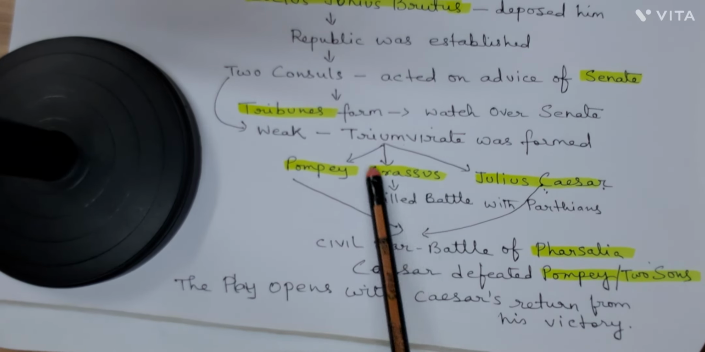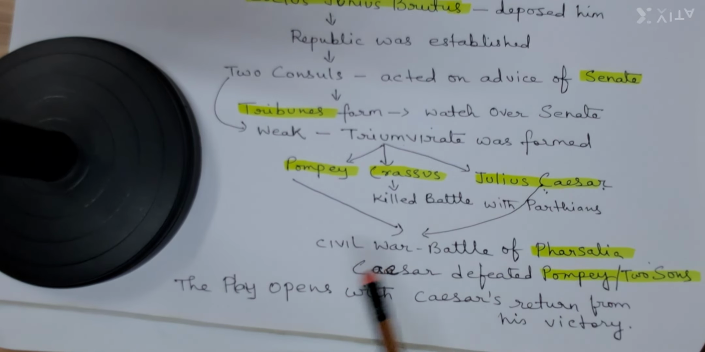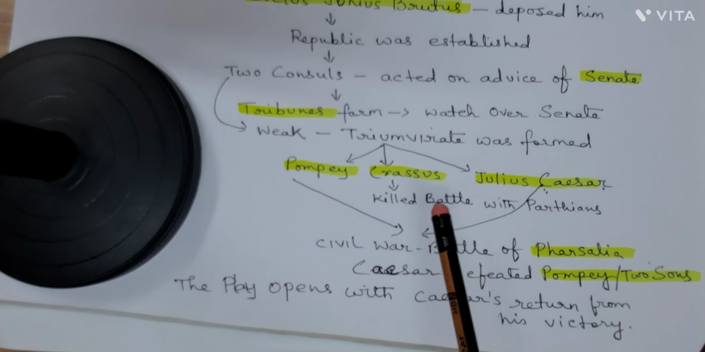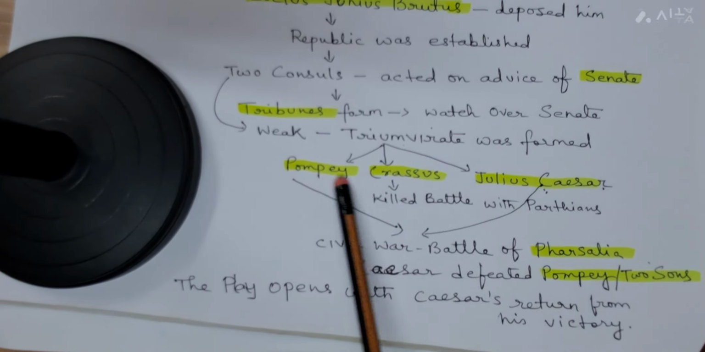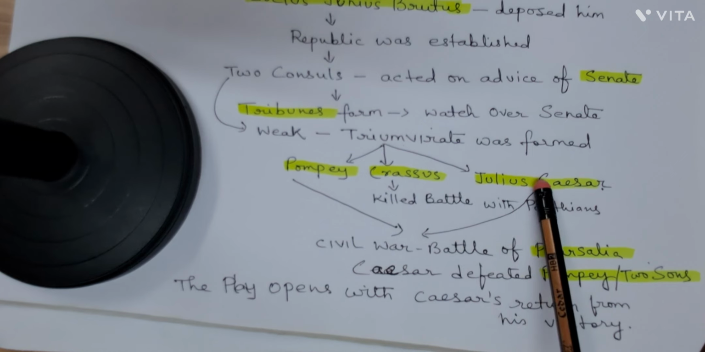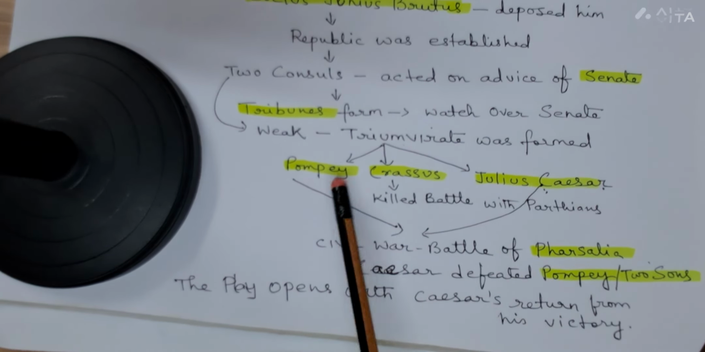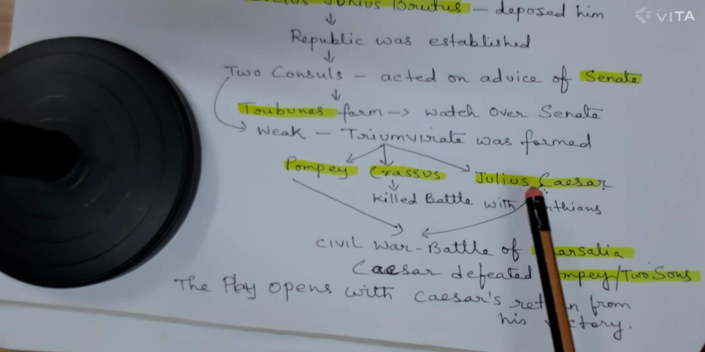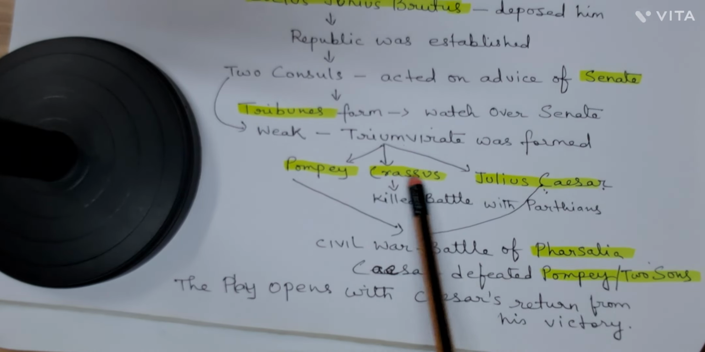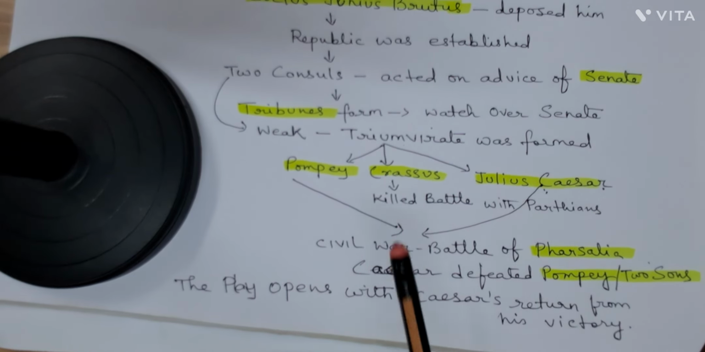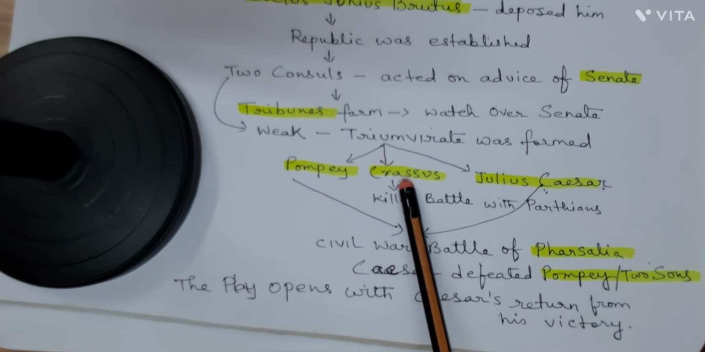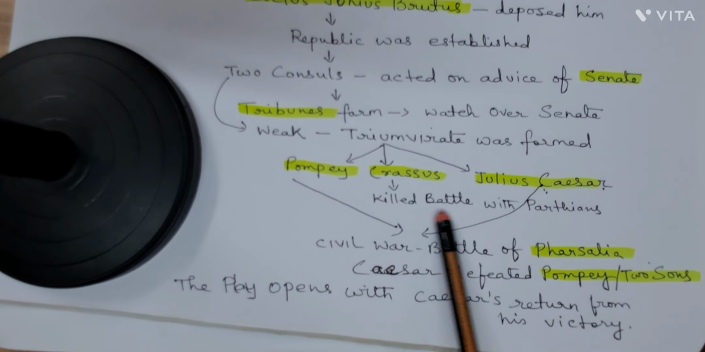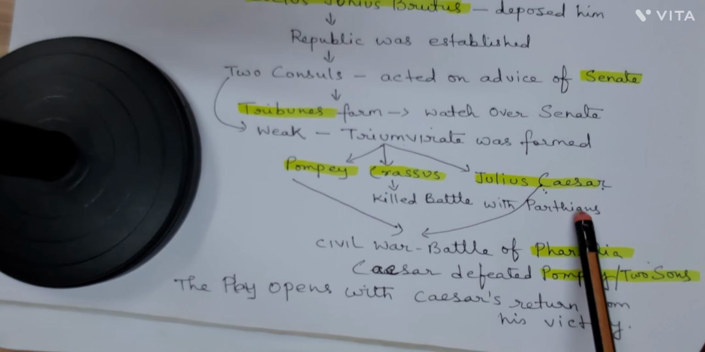Now these three people, the whole of Rome and its provinces were divided among these three rulers. Pompey had some portion of Rome, Crassus ruled some portion of Rome, Caesar took control over some portion of Rome. So the provinces of Rome were distributed among these three rulers. Now what happened is, Crassus was killed in the battle that he was fighting with Parthians.